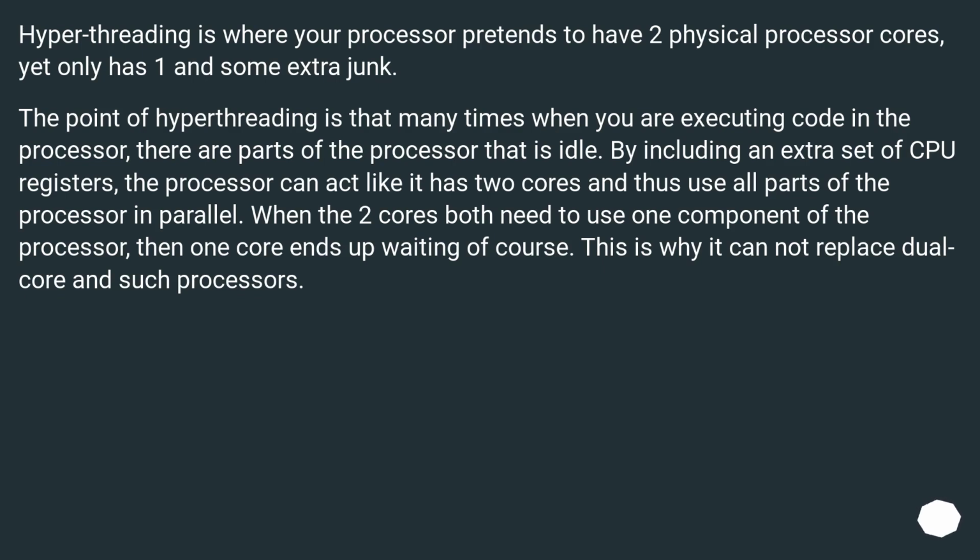Hyperthreading is where your processor pretends to have two physical processor cores, yet only has one and some extra bits. The point of hyperthreading is that many times when you are executing code in the processor, there are parts of the processor that are idle. By including an extra set of CPU registers, the processor can act like it has two cores and thus use all parts of the processor in parallel. When the two cores both need to use one component of the processor, then one core ends up waiting, of course. This is why it cannot replace dual-core and such processors.